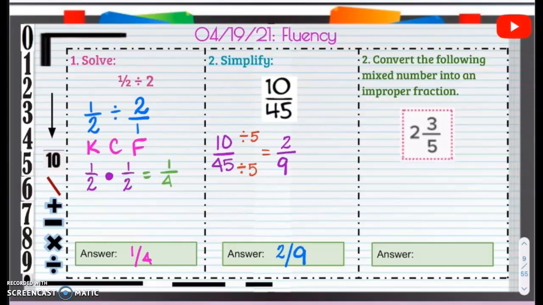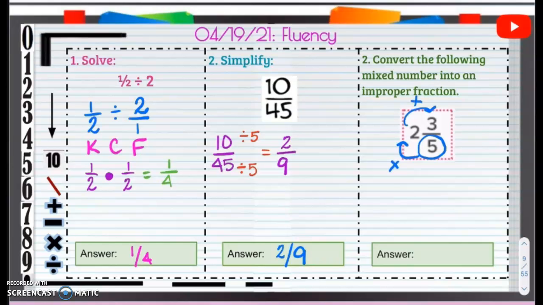Convert the following mixed number into an improper fraction. So we're going to kind of do a backwards C here. So we're going to start with our denominator. We're going to make it into an improper fraction, meaning there's going to be a bigger number on the top than the bottom. We're going to go backwards. We're going to multiply, and then we're going to add.